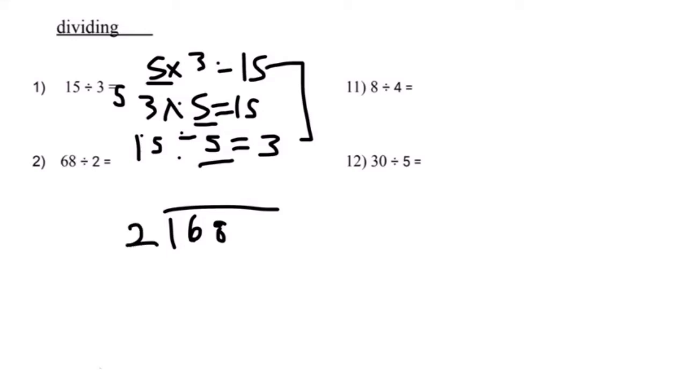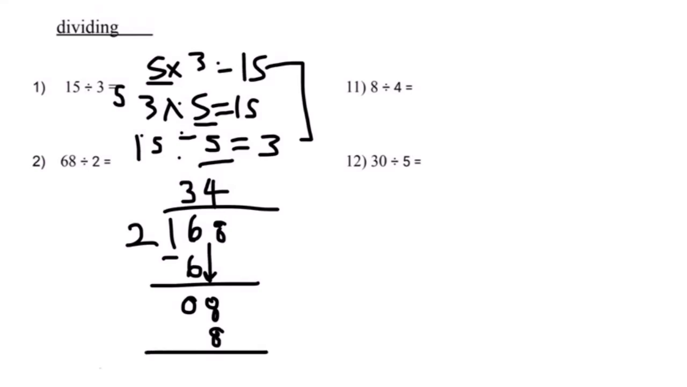2 goes into 6 3 times because 2 times 3 equals 6. So I put 3 at top, 2 times 3 equals 6, and I subtract 6 minus 6, which equals 0. I'm going to bring down the 8. 2 goes into 8 4 times because 2 times 4 equals 8. I put 4 at the top, 4 times 2 equals 8, and I subtract 8 minus 8, and our final answer should be 0. Not our final answer, our remainder should be 0. Therefore, 68 divided by 2 should equal 34.